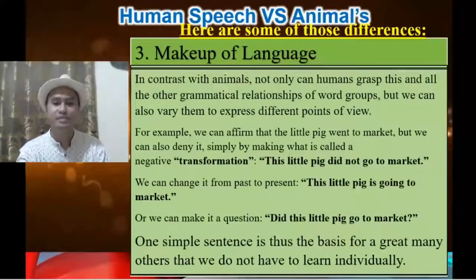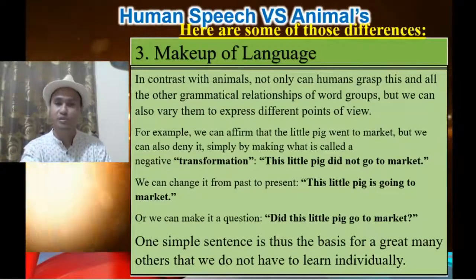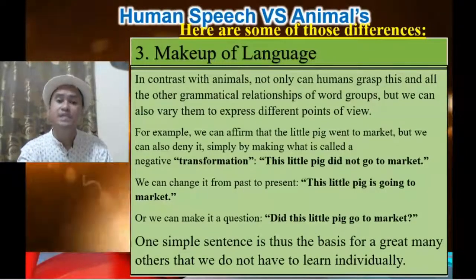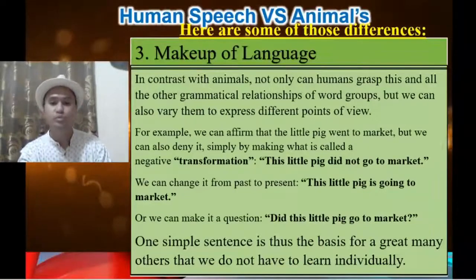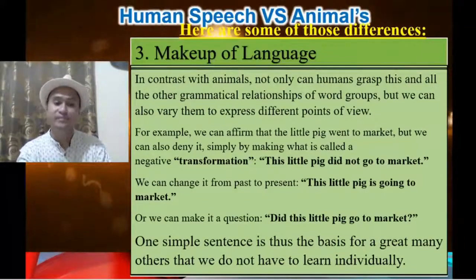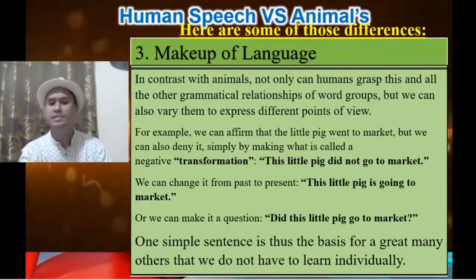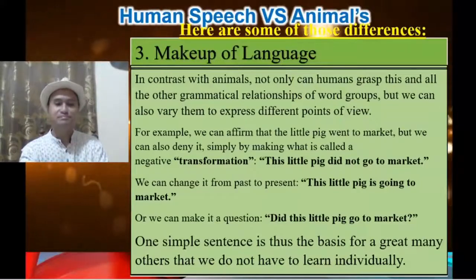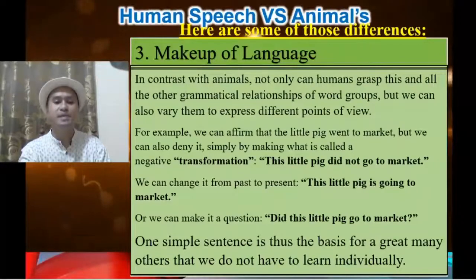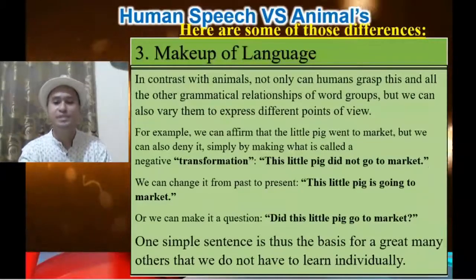In contrast with animals, not only can humans grasp this and all the grammatical relationships of word groups, but we can also vary them to express different points of view. For example, we can affirm that the little pig went to market, but we can also deny it simply by making what is called a negative transformation. This little pig did not go to market. We can change it from past to present. This little pig is going to market. Or we can make it a question. Did the little pig go to market? One simple sentence is thus the basis for a great many others that we do not have to learn individually.